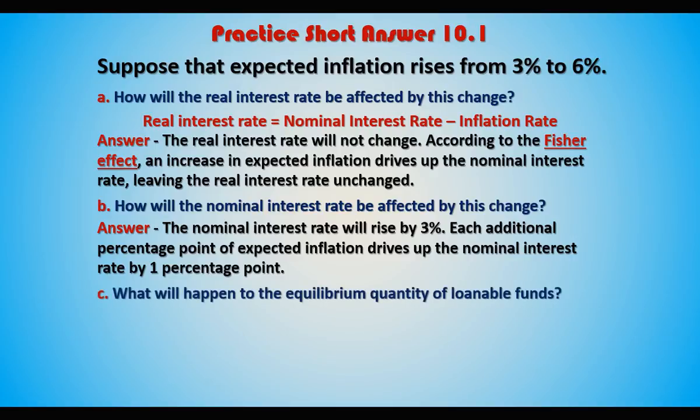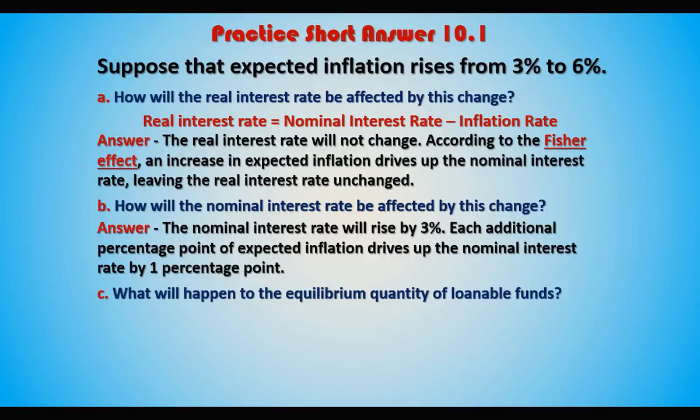What will happen to the equilibrium quantity of loanable funds? So remember we're talking about quantity here, right? Not the price. So we saw that the price was the interest rate and that it went up by the same amount as the expected rate of inflation increase. But what happened to the equilibrium quantity of loans that were being transacted? They did not increase, right? They remained the same, right?